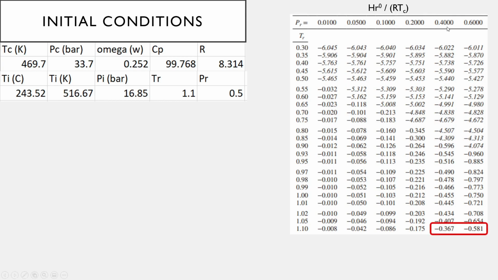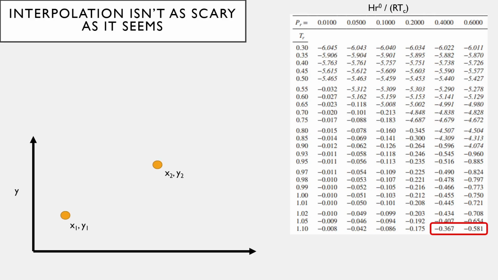Because our PR is between 0.4 and 0.6, it's right in the middle. We have to go between these 2 points and interpolate. But luckily, our TR is 1.1 and it lies on the table, so we only have to do a single interpolation. To do interpolation, it isn't actually as scary as it may seem. I personally dreaded interpolation a lot, but the more I've done it, the more I've realized it isn't as bad as I had originally thought.